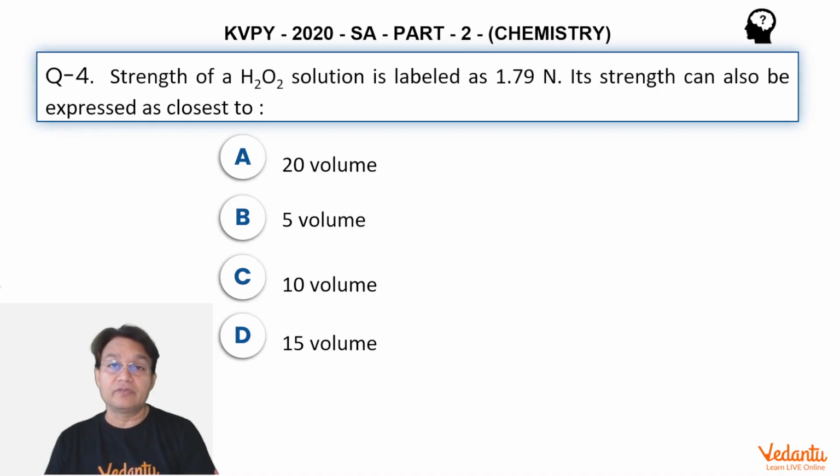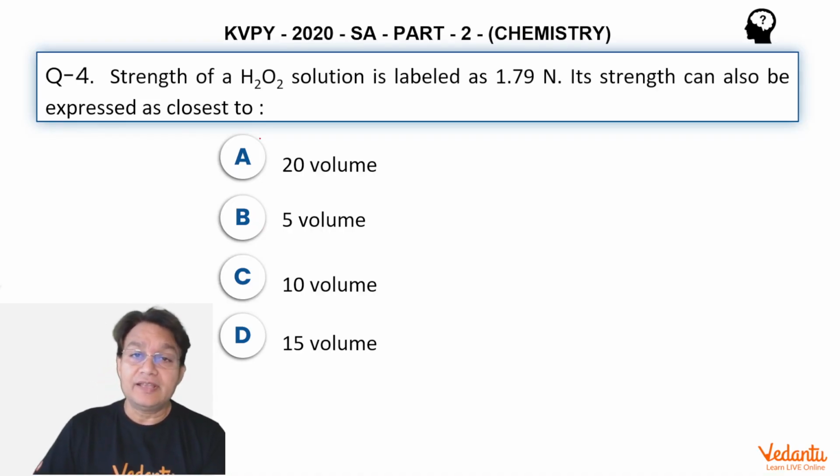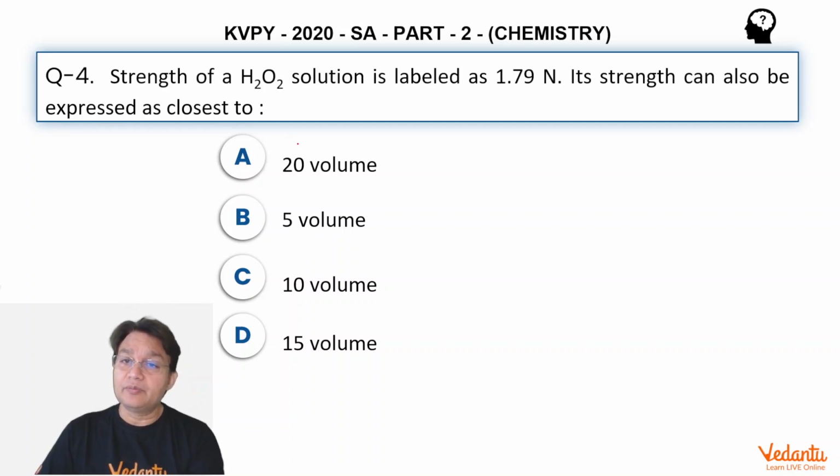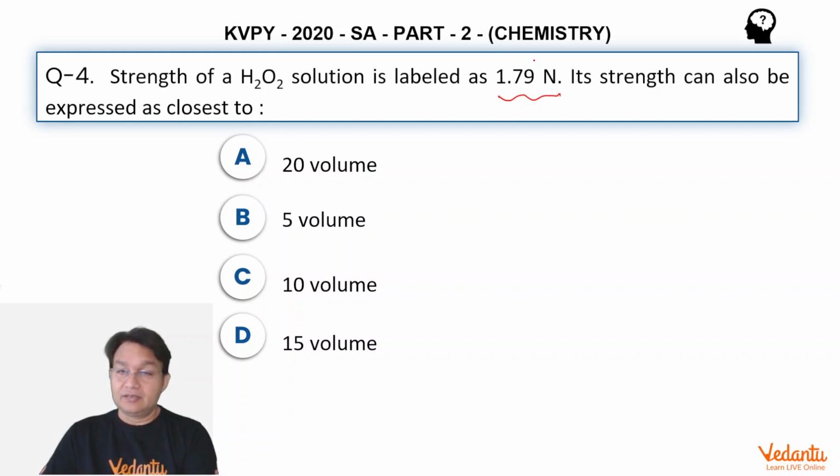Here is a question from stoichiometry. Strength of an H2O2 solution is labeled as 1.79 normal. Its strength can also be expressed closest to which volume? So we have to convert this normality into the volume strength.